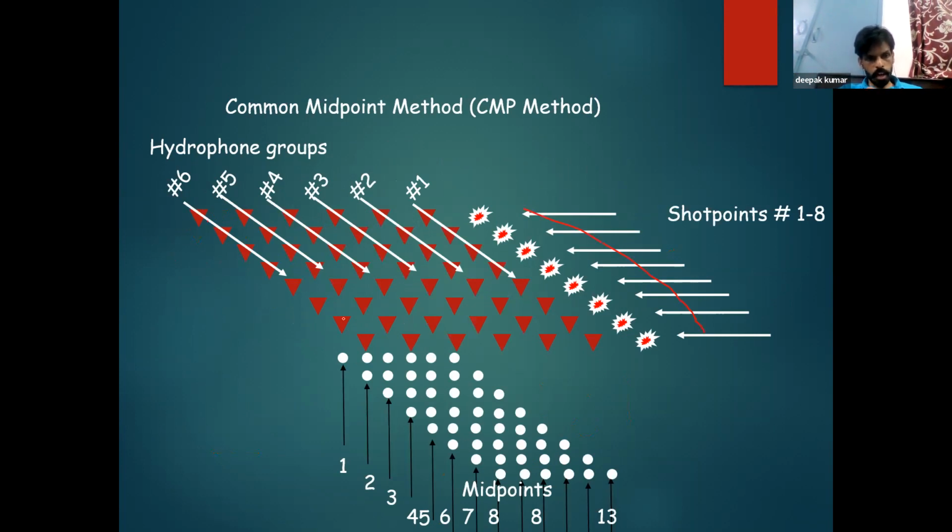So the area of illumination for each midpoint is like this: for this there was only one ray sampled here. For this, two rays were sampled. For this, three rays sampled, and for these particular midpoints, six rays were sampled. Okay, so I have a huge number of data sets for these particular midpoints.